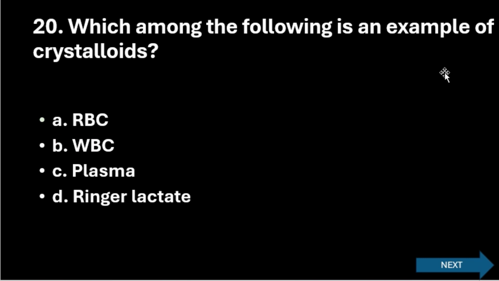Which among the following is an example of crystalloids? This is a very simple question. A is RBC, B is WBC, C is plasma, D is Ringer lactate. All other options here are related to blood and blood products. So here the Ringer lactate is crystalloid.